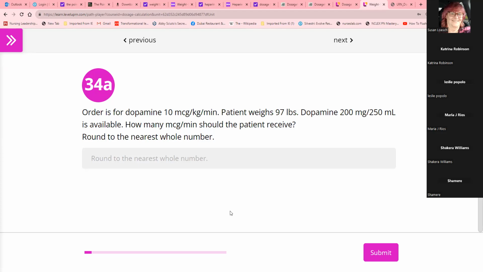All right. So for micrograms per minute, you're still doing the same calculation we just did. You're just not doing it all the way out. So you need your weight. You're going to divide that by 2.2. What's your weight there? 44.09. Remember, you're going to leave the whole thing in the calculator and you're just going to multiply that times 10.